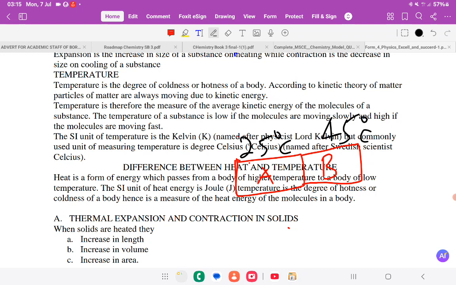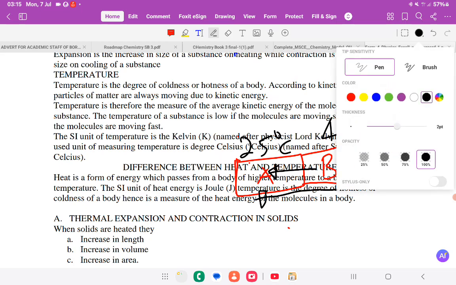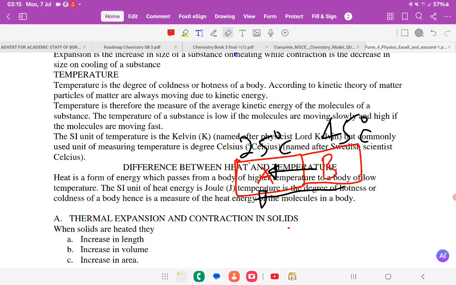So heat is going to flow from a body which is at higher temperature, in this case B, to a body which is at lower temperature, which is A. So the direction of heat flow is going to be like that, from B to A. All right? So you should understand that heat is a form of energy. Like all other forms of energy, it's measured in units called joules.